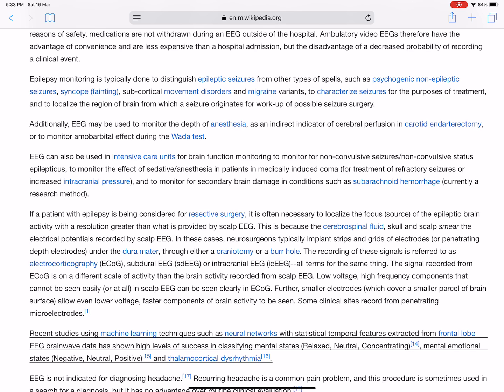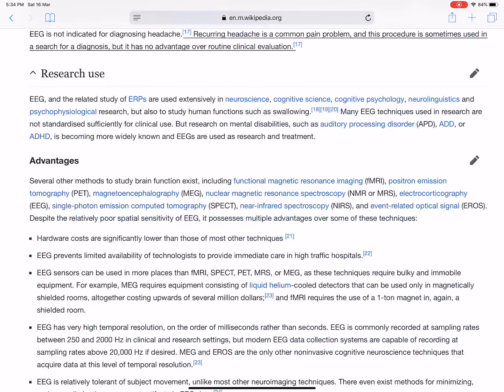Recent studies using machine learning techniques such as neural networks with statistical temporal features extracted from frontal lobe EEG brainwave data has shown high levels of success in classifying mental states: relaxed, neutral, concentrating; mental emotional states: negative, neutral, positive; and thalamocortical dysrhythmia. EEG is not indicated for diagnosing headache. Recurring headache is a common pain problem, and this procedure is sometimes used in a search for a diagnosis, but it has no advantage over routine clinical evaluation.